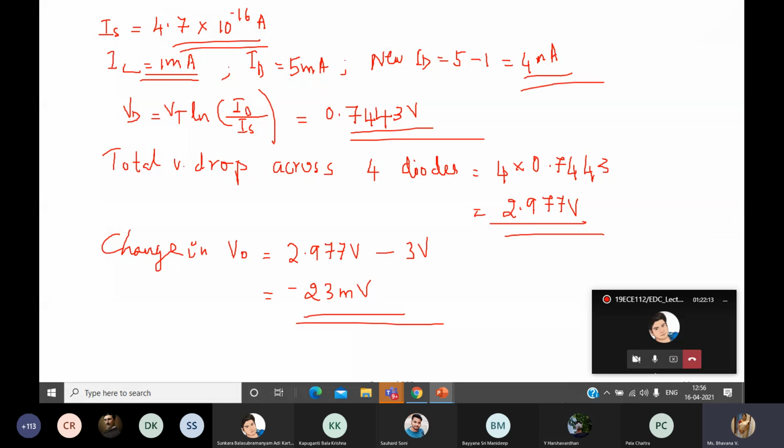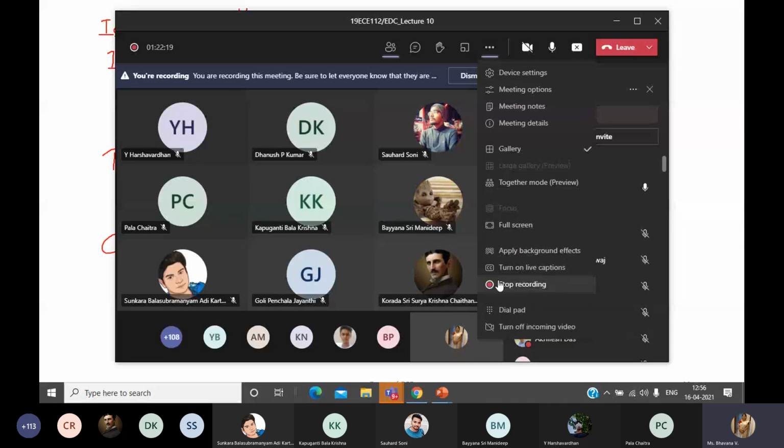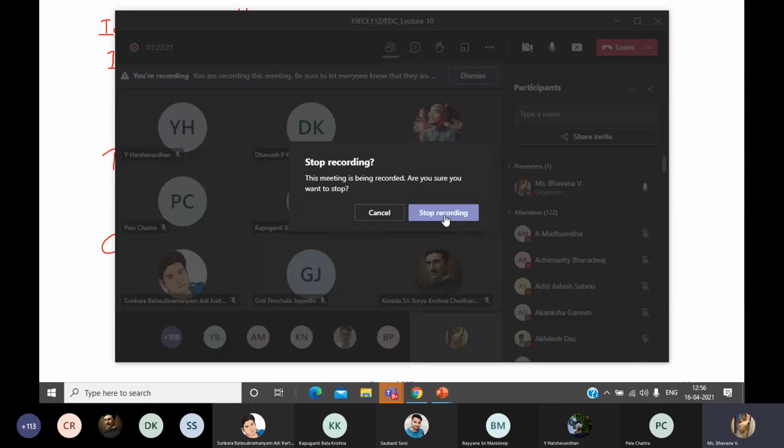So this is all about the numericals based on diode small signal model. I hope till now the topics are clear to you, starting from the review, ideal diode and its applications, terminal characteristics of junction diodes, diode models, all the associated numericals. Clear, right? Yes, ma'am.